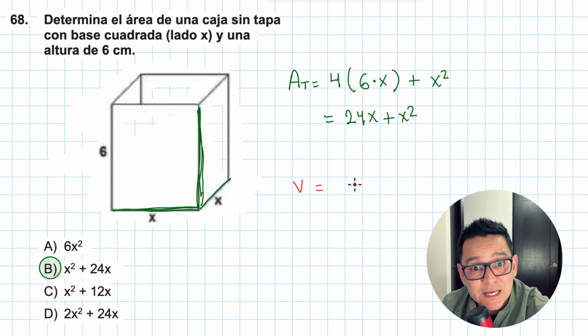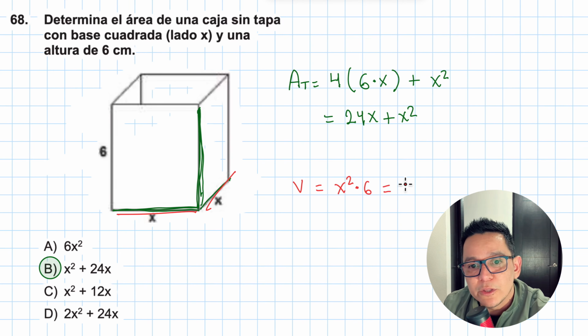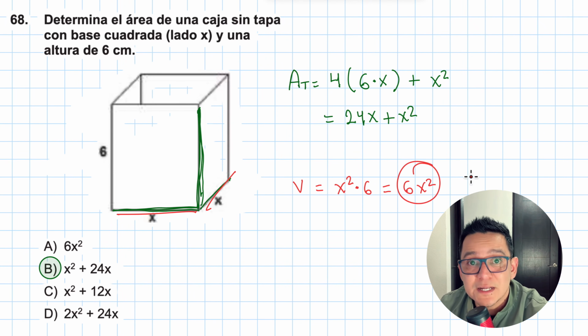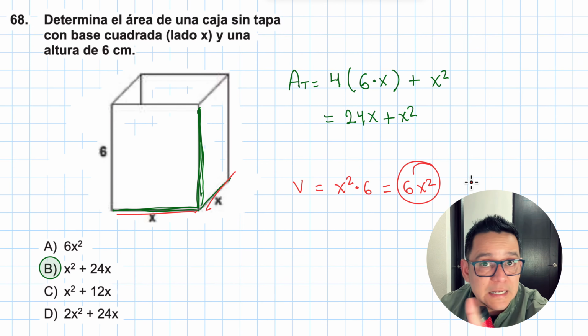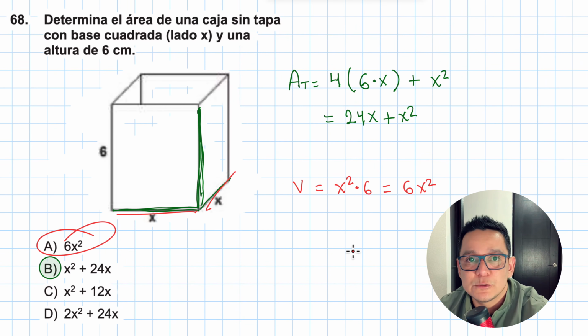Well, remember that you calculate that by multiplying the area of the base by the height, right? The area of the base would be x times x, which is x squared, and that is multiplied by the height, which is 6. Simplifying a little and arranging it, this gives me 6x squared. Notice that 6x squared is the volume. It's not the total area of the box without a lid, right? And also notice that 6x squared does appear in the answer choices.